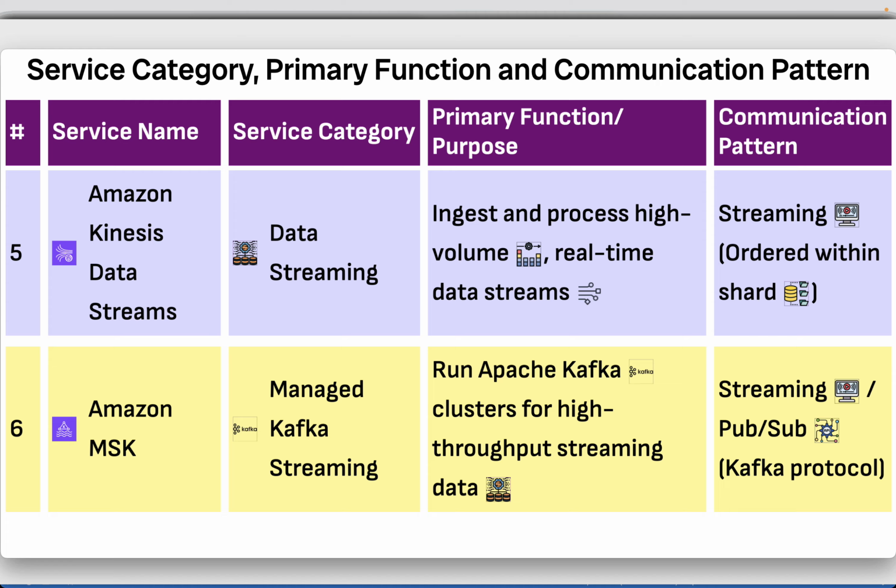Next, we have Amazon MSK, Managed Streaming for Apache Kafka. This provides a fully managed environment for running Apache Kafka clusters. It caters to users who need Kafka's specific partitioning, replication, and ecosystem capabilities like Kafka Connect and Kafka Streams, but want AWS to manage the underlying infrastructure like brokers, Zookeeper, and KRaft nodes. Use cases include high throughput event streaming, log aggregation, and databases.